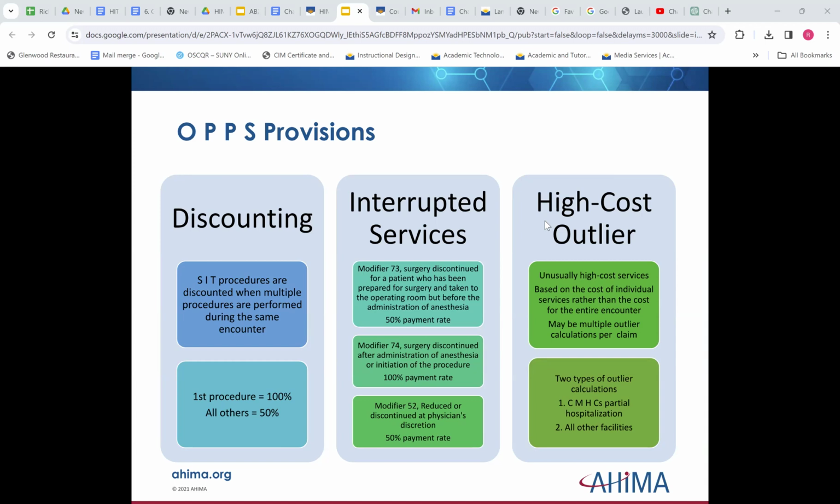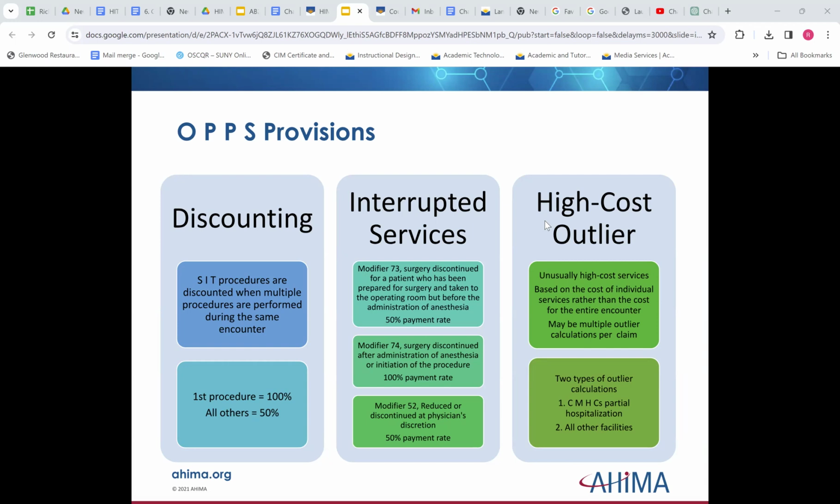There's also modifier 74. So if we discontinue a procedure after we administer anesthesia, and we've already started the procedure, we pay it at 100%. And then we have modifier 52, reduced or discounted at physician's discretion. This is 50% as well.